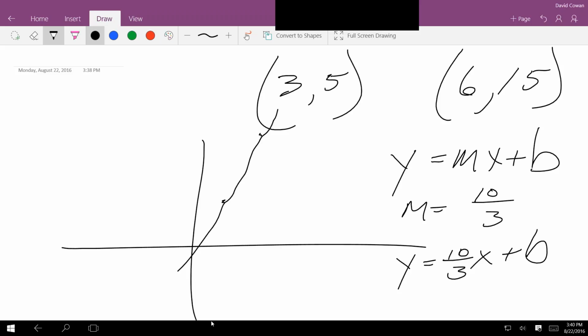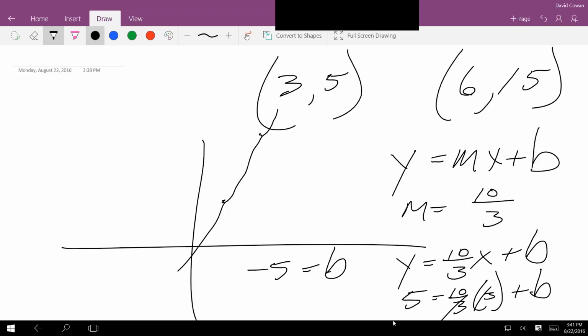Plug in one of the points. In this case, you probably want to use 3, 5 since it's the lowest numbers. Good. So plug it in as 5 equals 10 over 3 times 3 plus b. Okay. And then the 10 over 3 times 3, cancel the 3's, so you'd have 10 plus b equals 5. Subtract the 10, and you have negative 5 for b. So what's the equation of that line? Y equals 10 over 3 x minus 5. Good. Perfect.